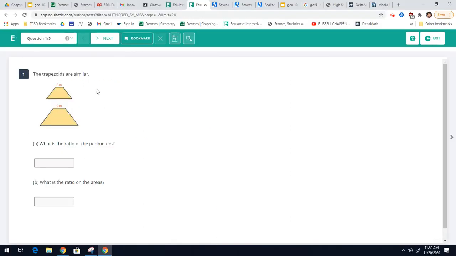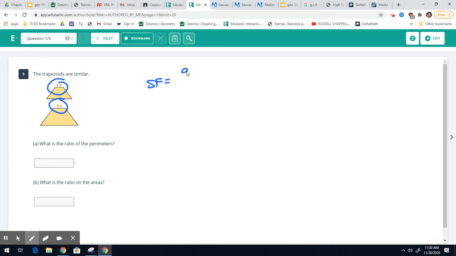All right, so let's get to the first question here. It says the trapezoids are similar. What is the ratio of the perimeters? What is the ratio of the areas? If you notice that they're similar, you need to find the scale factor. To do that, we're going to use a pair of corresponding sides, which are the 6 and the 9. I don't care how you do it, 6 over 9 or 9 over 6, just stay consistent.